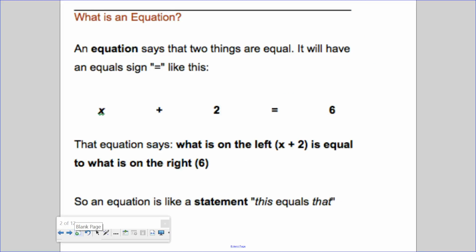So what is an equation? An equation states that two things are equal. We'll have an equal sign like this. For example, x plus 2 is equal to 6. This is equal to that. If you put them on a balance scale, they'll both be balanced. The left side is equal to the right side. That equation says 2 on the left is equal to 2 on the right, 6.